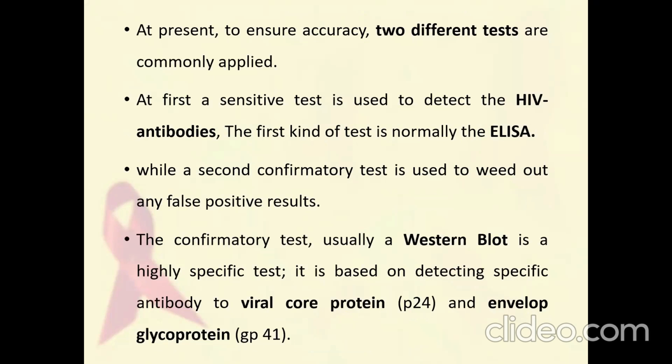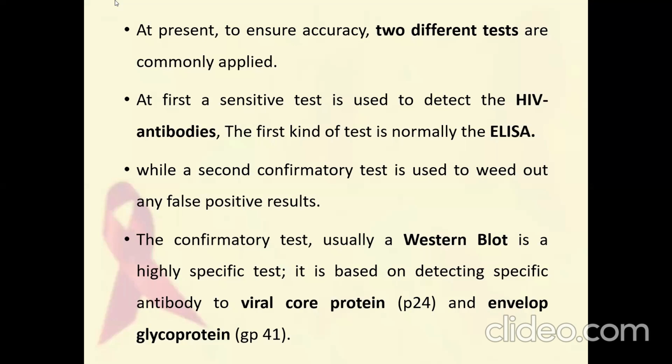At present, to ensure accuracy, two different tests are commonly applied. At first, a sensitive test is used to detect HIV antibodies. The first kind of test is normally called as ELISA. Enzyme-linked immunosorbent assay. That is ELISA.